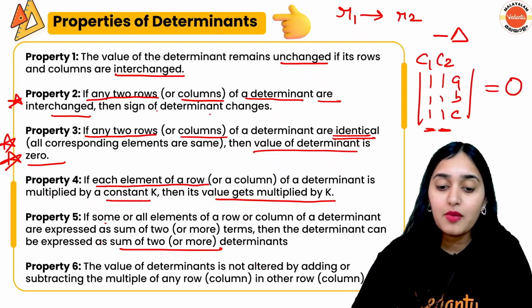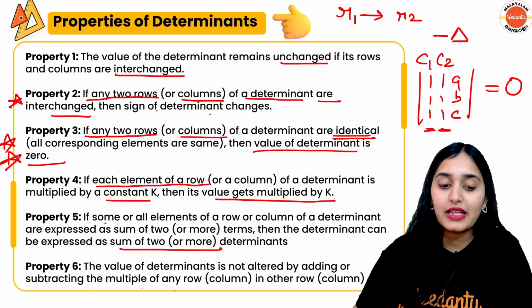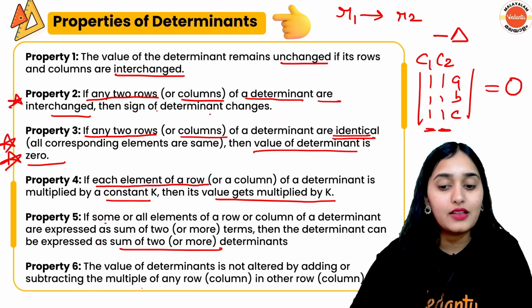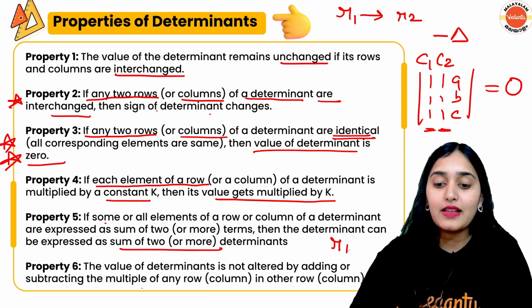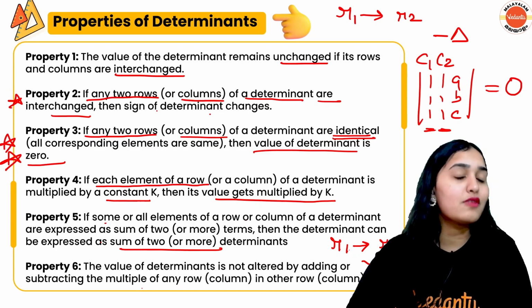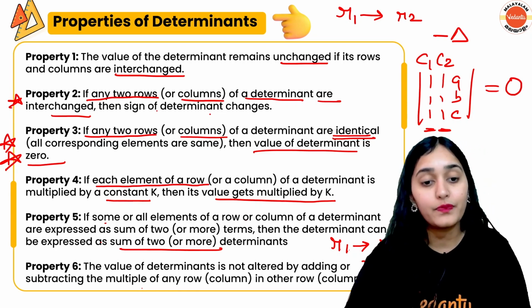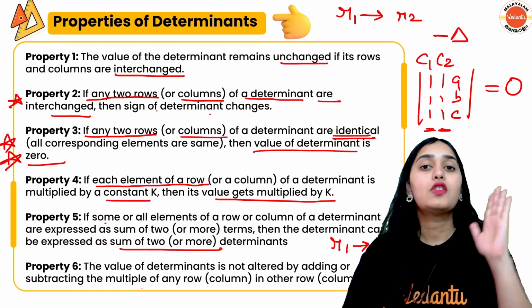Next is, the value of the determinant is not altered by adding or subtracting multiples of any row to any other row. That means you can do it like this, that row 1 can become row 1 minus 2 times row 2. You can do operations like this, it will not change the determinant value. Now, all these properties are super important, so remember them.